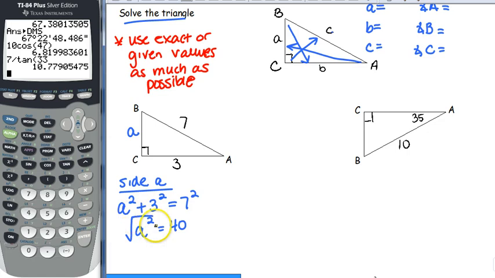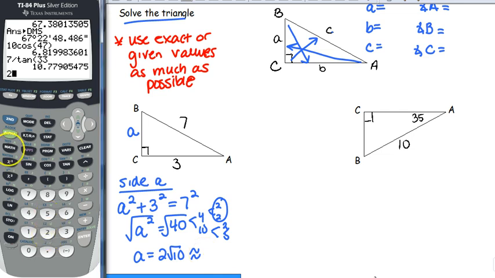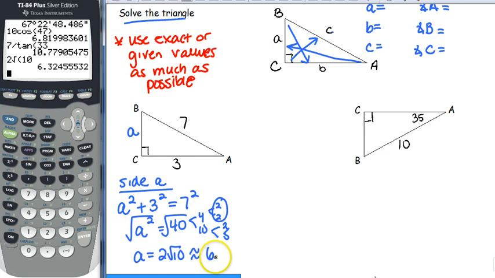We, as much as possible, want to give an exact answer. So you would have to break this down with a factor tree. We got a pair of 2's with 10 left over. So our side A is going to be equal to 2 square root 10. Be comfortable with both exact answers and rounded answers. If I want my rounded answer, I just go to my calculator, 2 square root 10, enter, and we get that it's about 6.32. Again, you want to be comfortable with both of them.